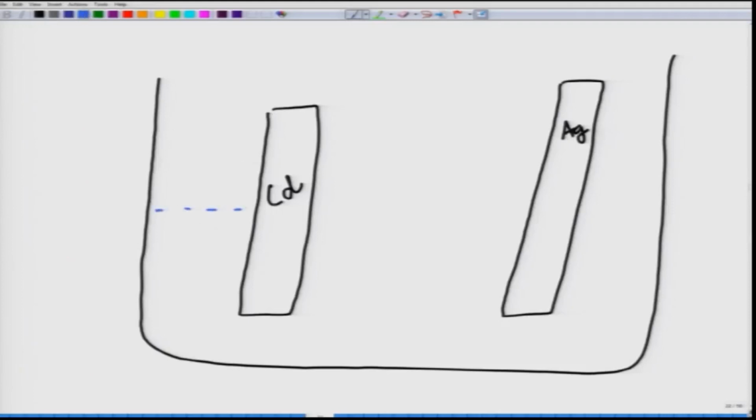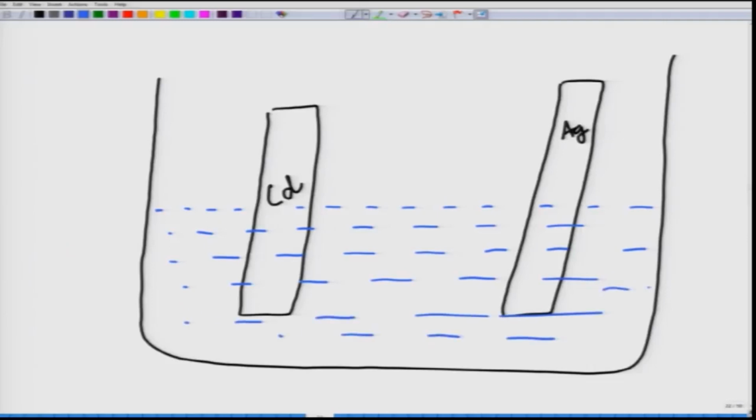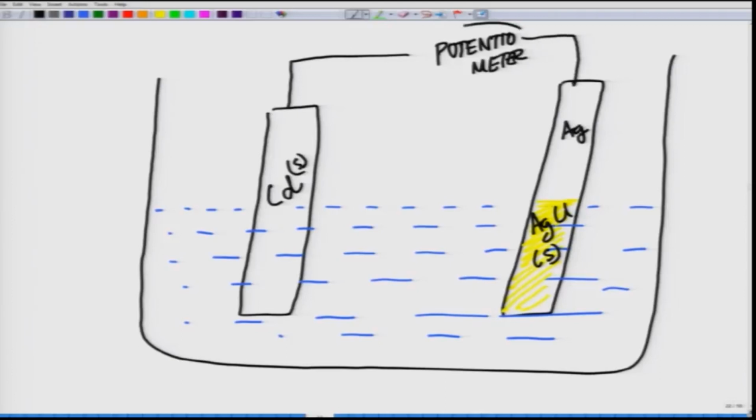so here you are having the electrolyte, okay, and this is coated with AgCl. So, this is an AgCl, silver chloride electrode. Okay. So, silver chloride electrode, this is a solid electrode here, cadmium, this is also a solid electrode here, and this is connected to a voltmeter or potentiometer to measure the voltage across it.